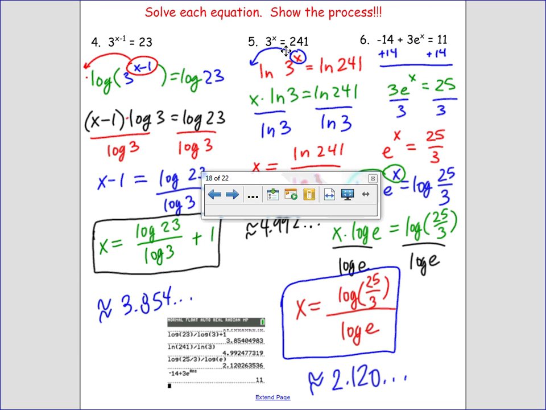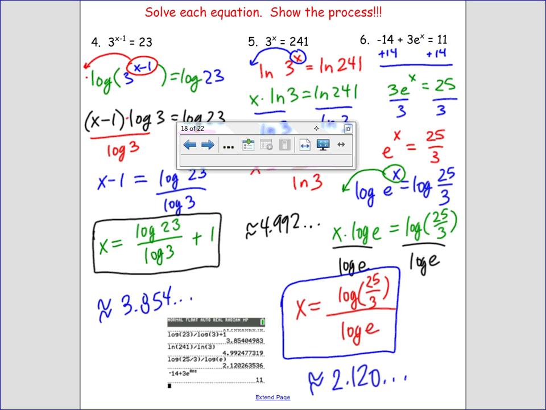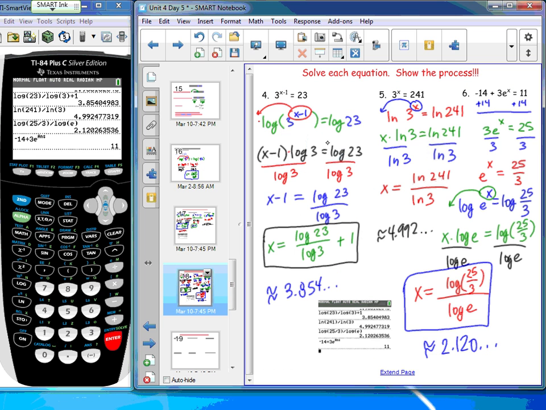Adam: Once you took the natural log, wouldn't it then be 1 over 1? Yeah, absolutely. Adam pointed out that when working with an exponential with base e, ln undoes e. ln is the inverse function for base e exponentials, and so it would have made more sense in number 6 to take the natural log of both sides. If we had done so, this term right here would have been ln of e, and ln of e is just 1, which means my answer should be equivalent to natural log of 25/3.